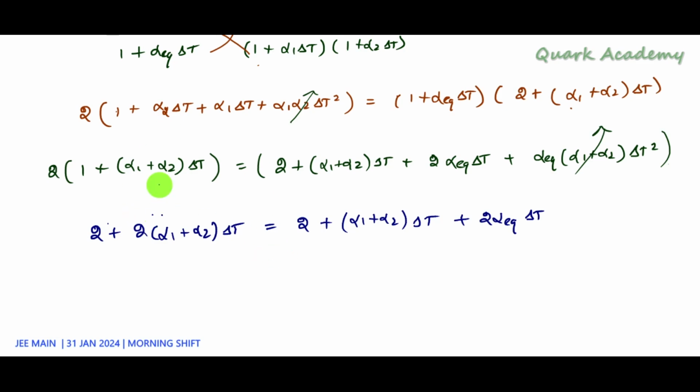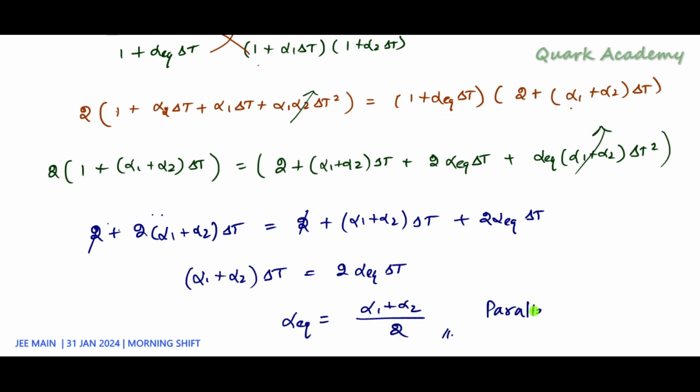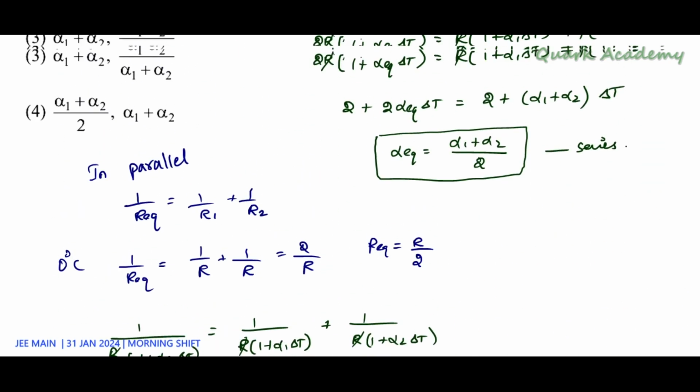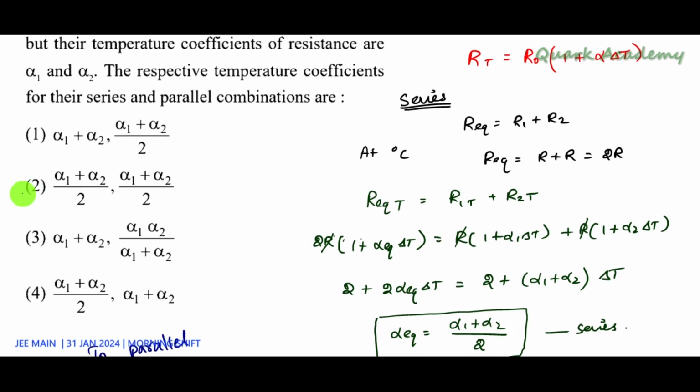So the 2 can be cancelled and we can subtract this alpha 1 alpha 2 delta t. So alpha 1 plus alpha 2 into delta t is equal to 2 into alpha equivalent delta t. The delta t will get cancelled and alpha equivalent will become (alpha 1 plus alpha 2) by 2. So this is for parallel. If you look at it in series also, we got the same expression. So irrespective of parallel or series, it is going to remain the same.